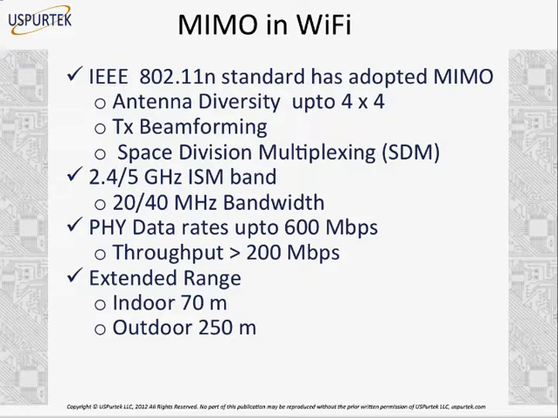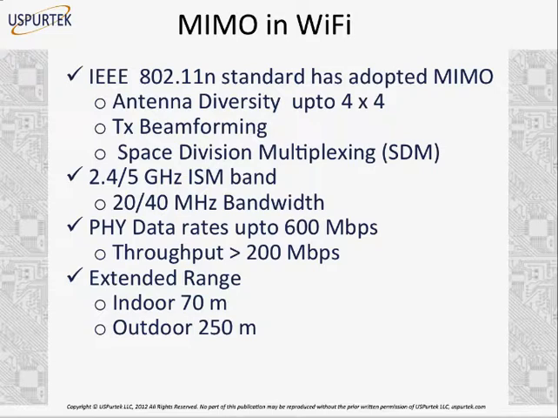So physical data rates can be achieved up to 600 megabits per second, but ultimate throughput is more than 200 megabits per second. So why is this figure lower than 600? Because of the overheads. There's some real data, then there's header information, and too much header information. And you have some maintenance signals, some beacons going on. All those are overheads. And what MIMO does in the case of Wi-Fi is it extends the range.